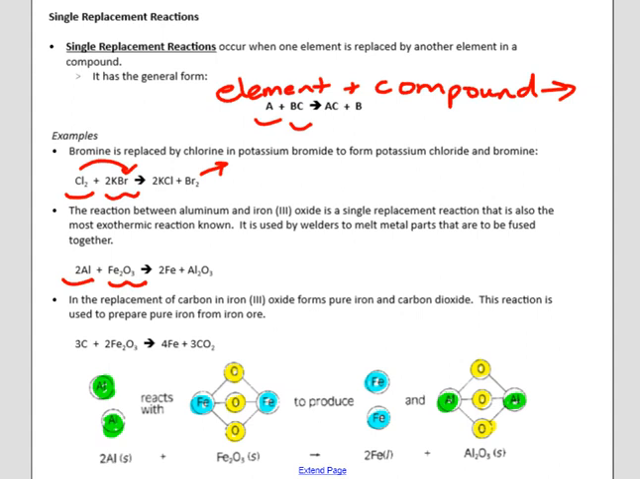I notice that the aluminum replaces the iron in the bonds with the oxygens. It's kicked the iron out. We now have iron by itself and aluminum in place of the iron, bonded to the oxygen. Because aluminum has replaced one single thing, it is a single replacement reaction. Any reaction that has an element plus a compound as our starting reactants will be a single replacement reaction.